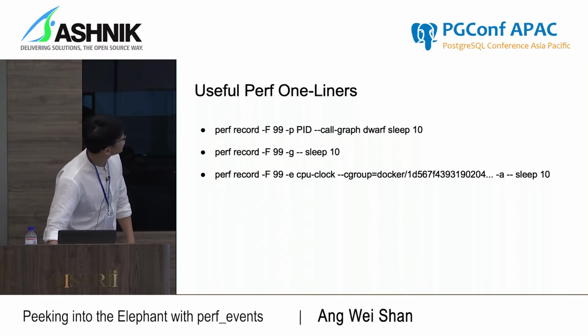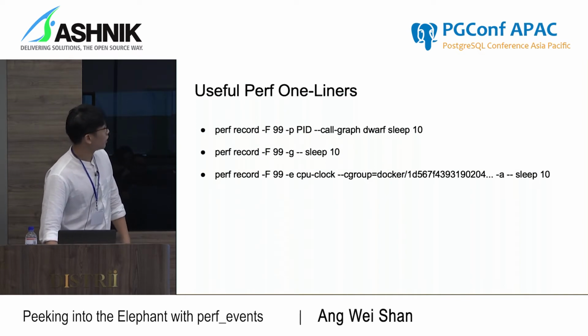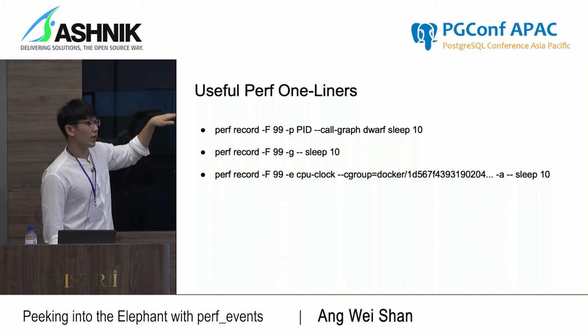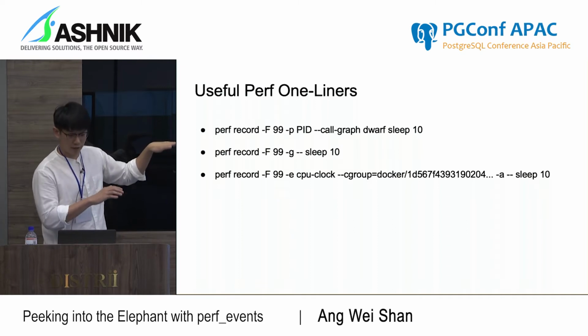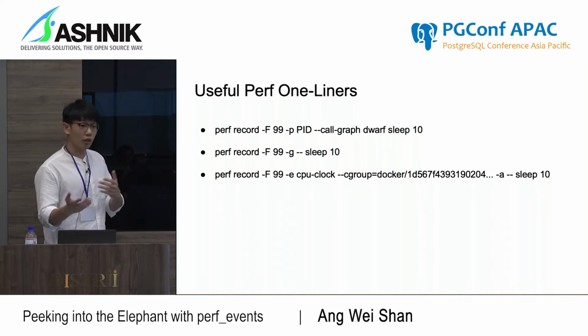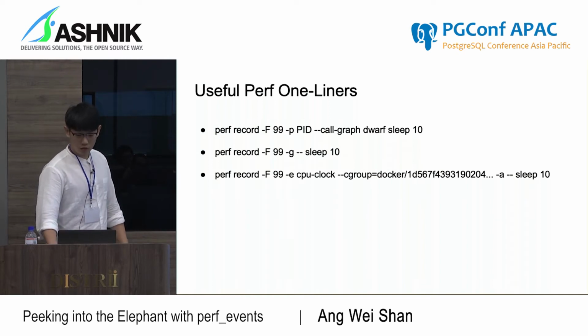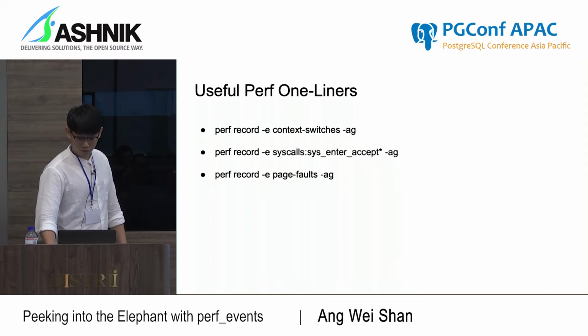If you want to do profiling, you can trace a PID, that means trace a specific Postgres backend, or you can trace the entire system, that means at the Linux level. Or if you are into Docker, Kubernetes, you can also trace at the cgroup level itself.